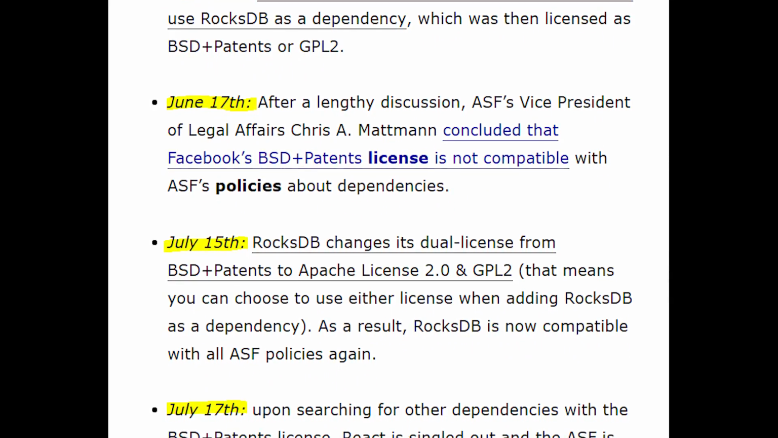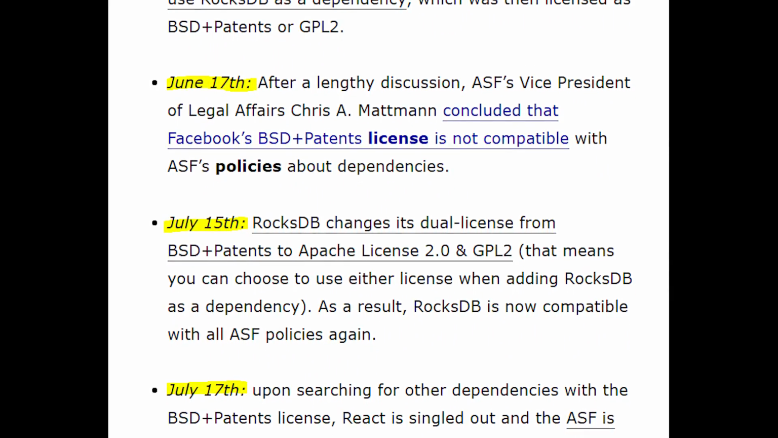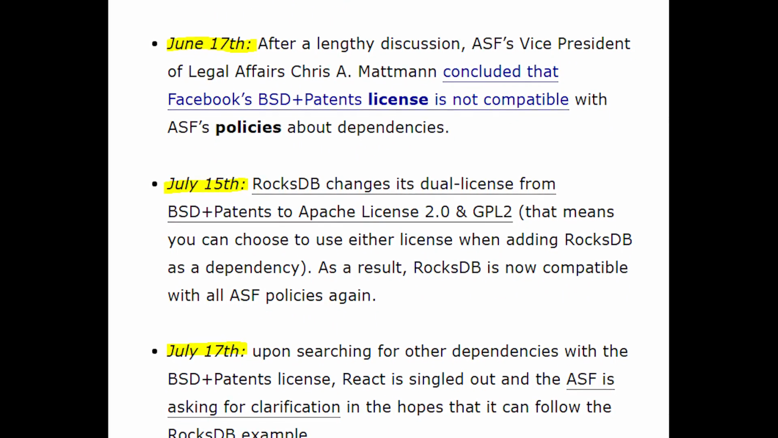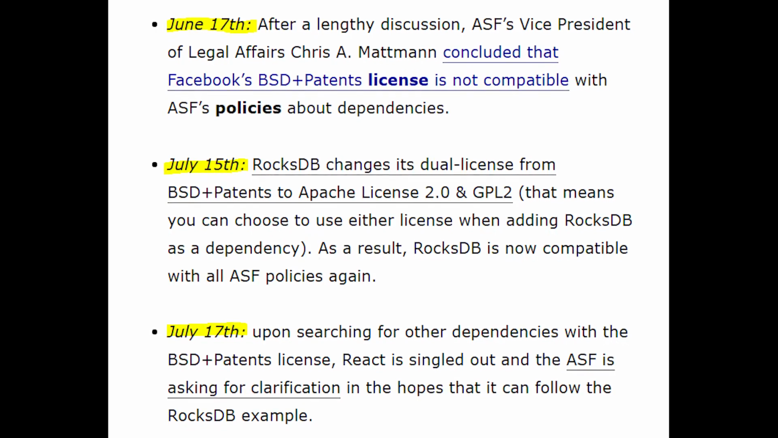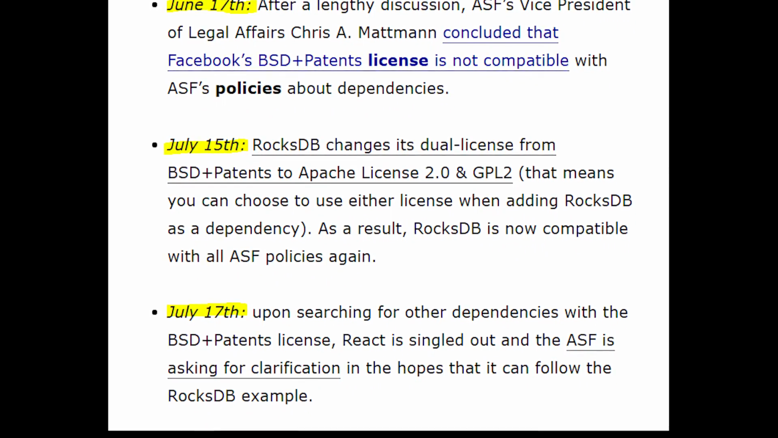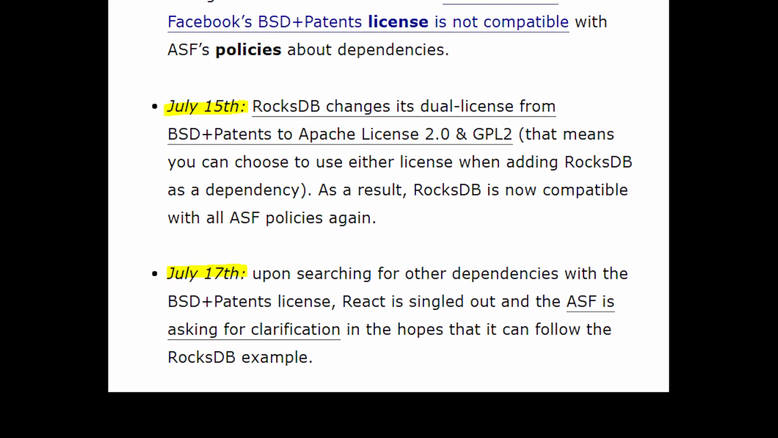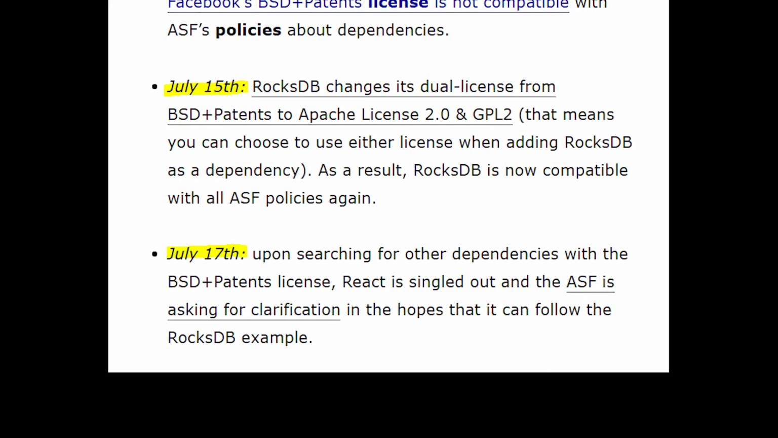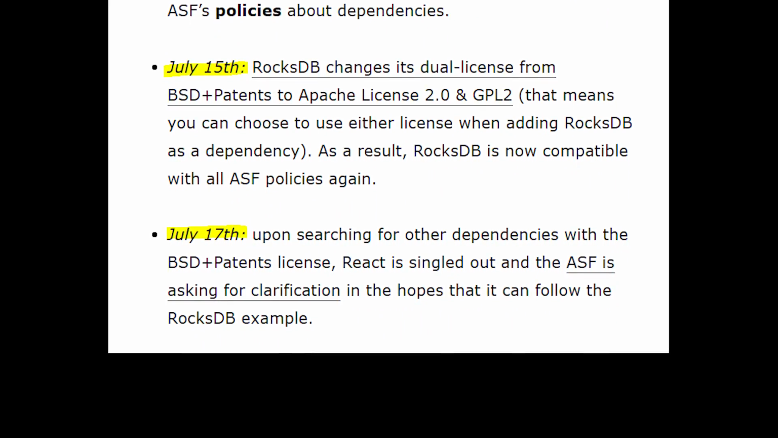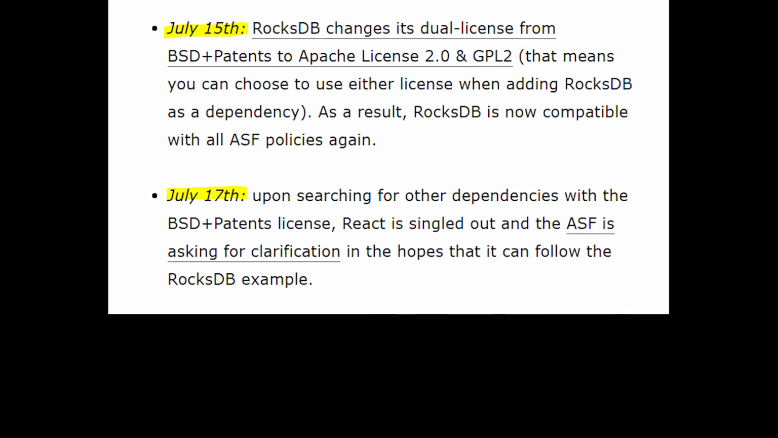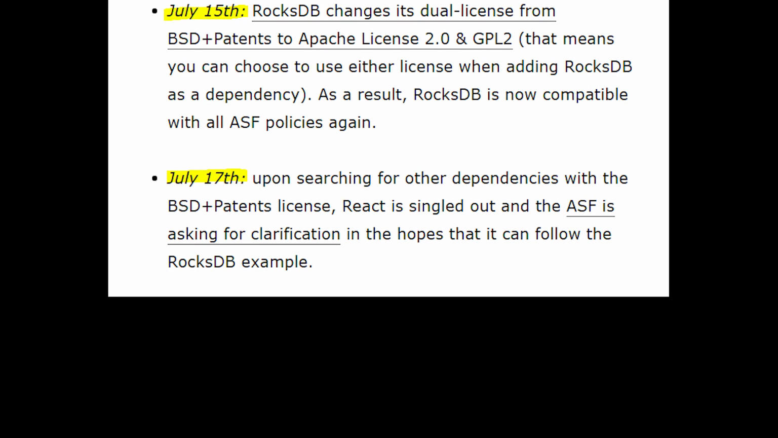So they discussed it with RocksDB. RocksDB, which is a Facebook project, decided to change their license, and changed it to a dual license from the BSD+Patents to Apache License 2.0 and GPL2. So that was fine, but upon searching for other dependencies with the BSD+Patents license, React is singled out as ASF is asking for clarification.